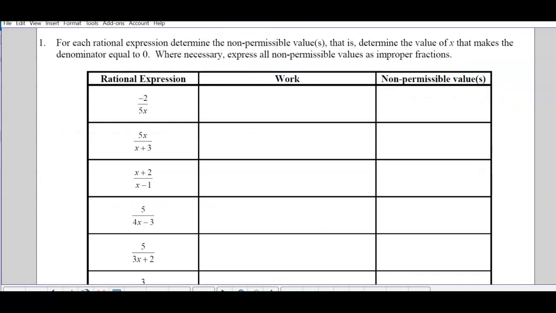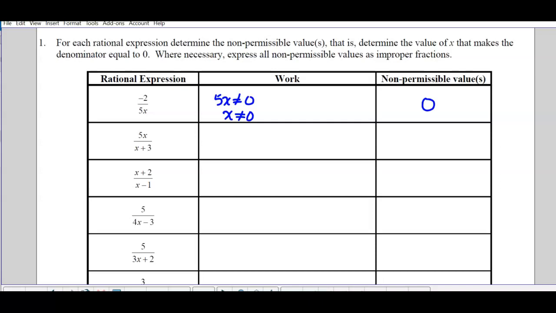Okay, so here in chart 1, for each rational expression, determine the non-permissible values. That is, determine the value of x that makes the denominator equal to 0. Okay, and use improper fractions. So first one, you're really finding when 5x equals 0, okay, because really we don't want it to be equal to 0. So that's x cannot equal 0. In terms of stating non-permissible values, that's 0. Stating restrictions, x cannot equal 0.